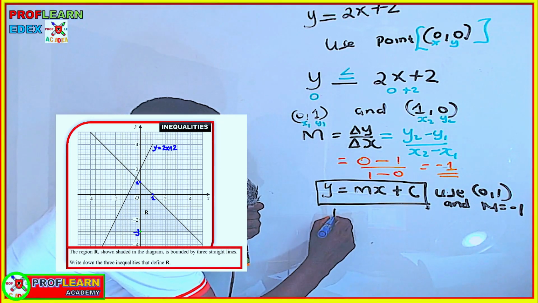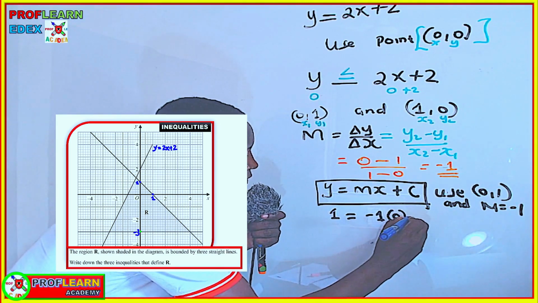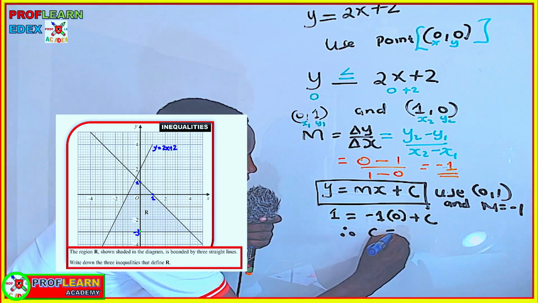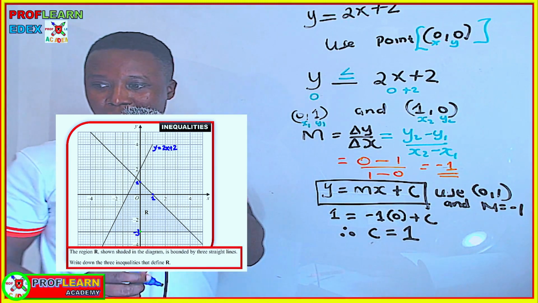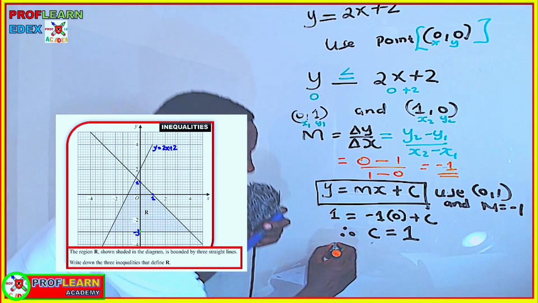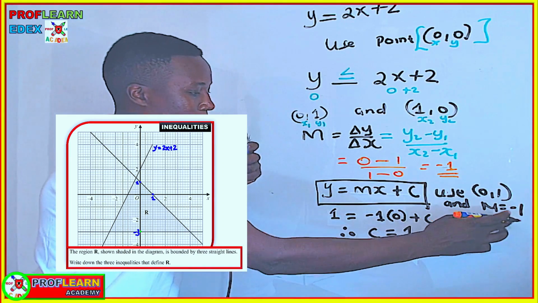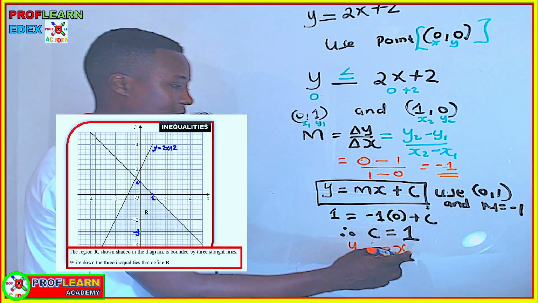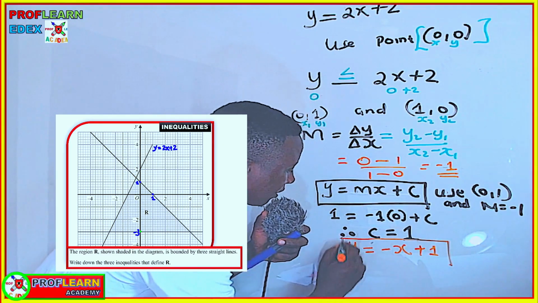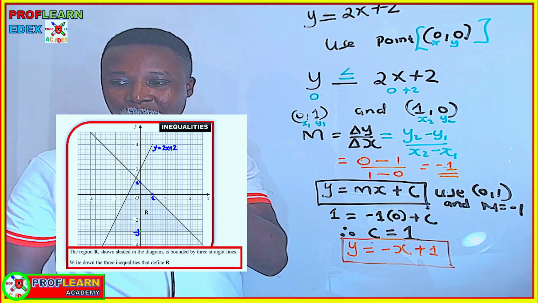And then that is going to be 1 equals -1 times 0 plus c. Then you see this is going to go to 0. Therefore, we can now say c is equal to 1. So meaning that the equation of the line that we have found is y equals negative x, because m is -1. So that's why we're saying negative x, then plus 1. So we have this as the equation of this line that was passing through the points 0, 1 and 1, 0.